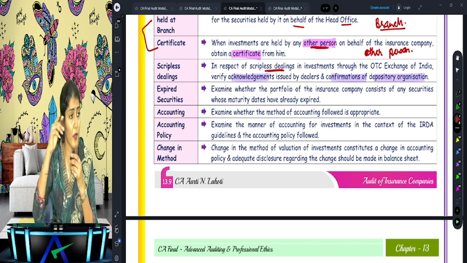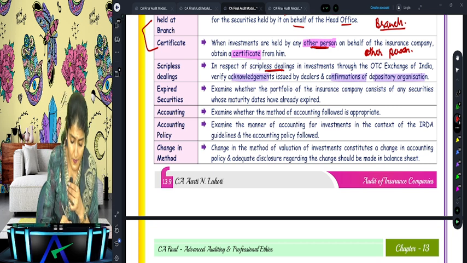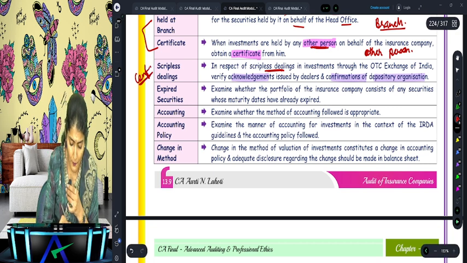Do you know the depository organizations? The NSDL and the CDSL. Right? So what does it say? You can obtain the confirmations from the depository.